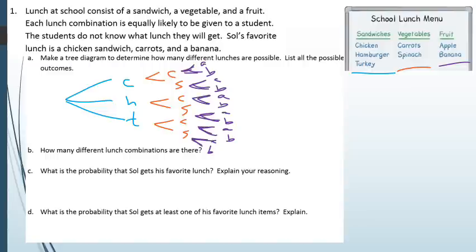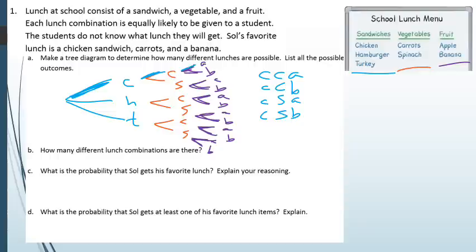So now I'm going to write my combinations. So I could have 4 different possibilities here with a chicken sandwich, right? So chicken, carrots, apple, chicken, carrots, banana, chicken, spinach, apple, chicken, spinach, banana. Again, I'm just following straight up through here: chicken, carrots, apple. I'm going straight through and following the branches.